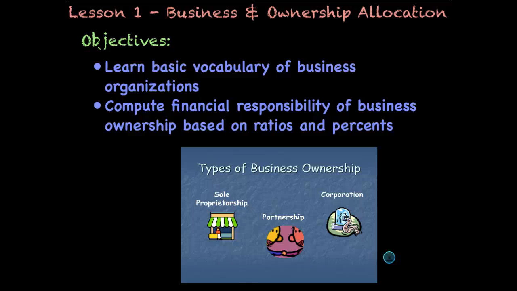Welcome to Lesson 1, Business and Ownership Allocation. Our objectives are to learn basic vocabulary of business organizations and then to compute financial responsibility of business ownership based on ratios and percentages.